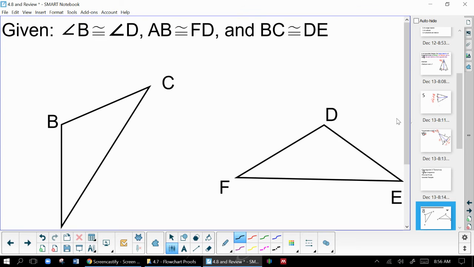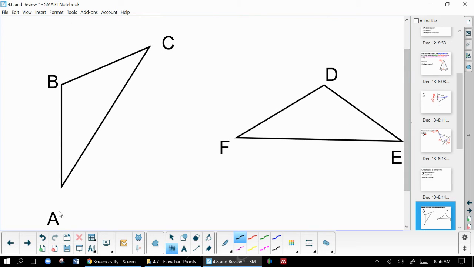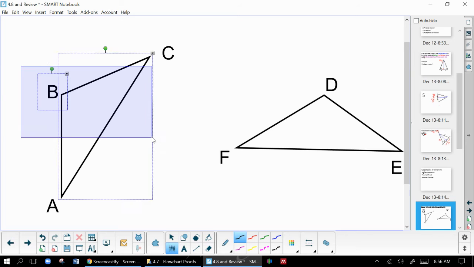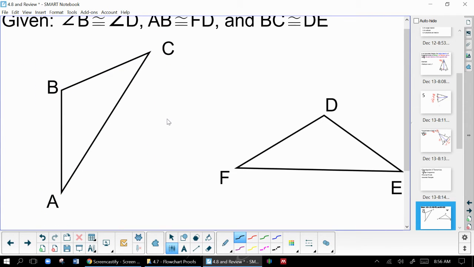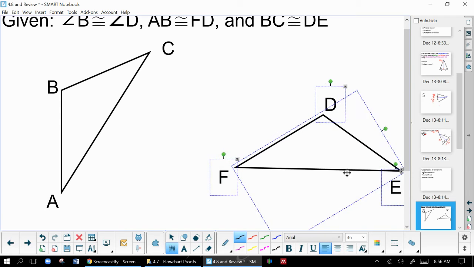So some of the first questions you're going to see are going to look like this. They're going to give you pictures, and they're going to ask you, just like what we've been doing, which conjecture would tell you that those two triangles are congruent.